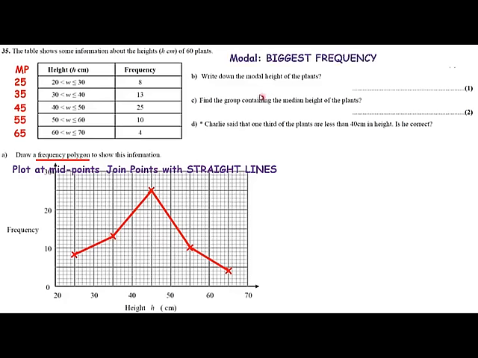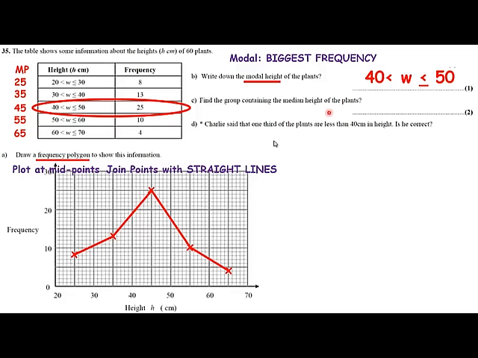Part B. Write down the modal height. Now, make a note of this somewhere. The modal height is the group with the biggest frequency. So find the biggest frequency. There it is. And the group with the biggest frequency is 40 to 50. So I'm going to put 40 to 50 exactly as it's written there: 40 is less than W, is less than or equal to 50. That's what you put in there.